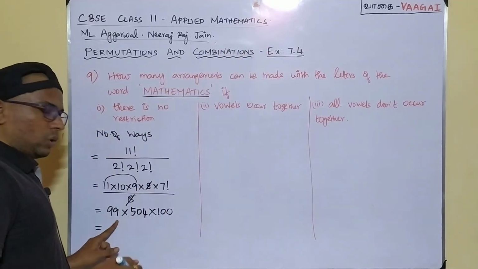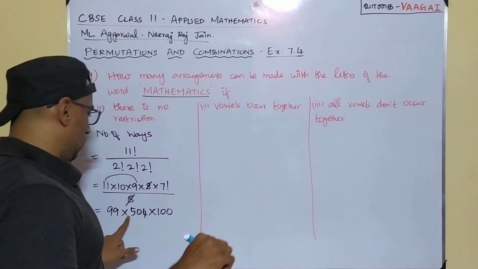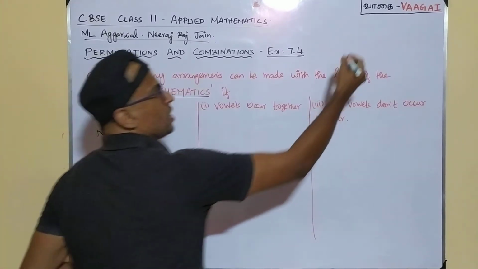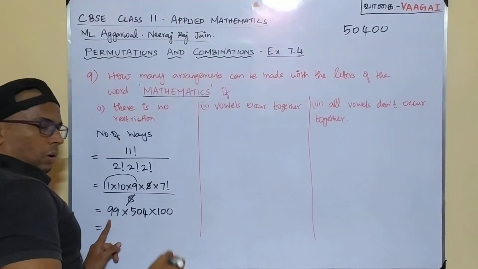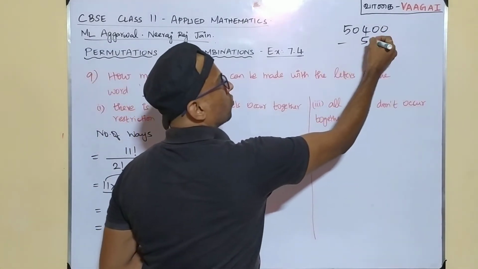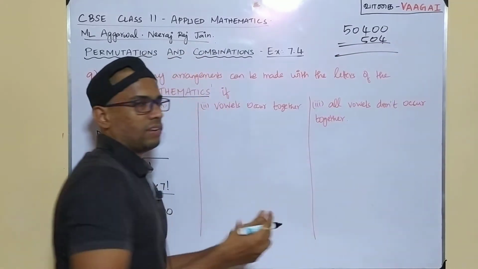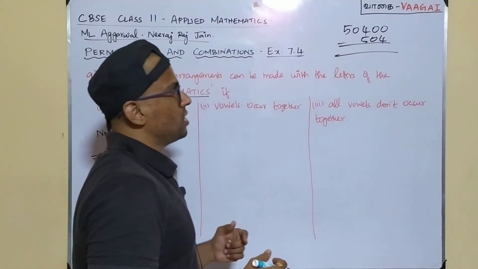So 504 into 99. We'll do our usual trick. First of all, 504 into 100 will be 50400, and from which I have to minus 504. I can easily get our answer. Is it or not? We can easily get the answer.